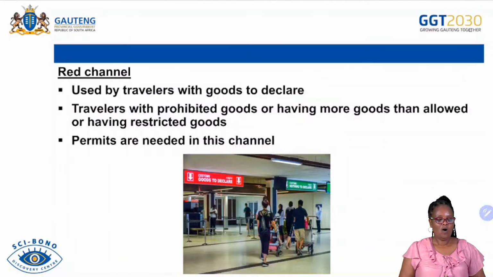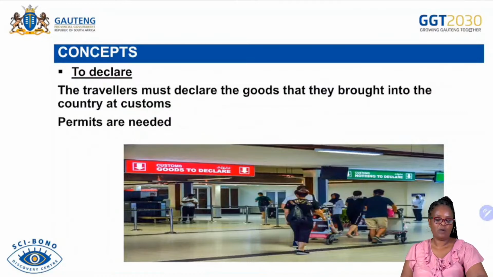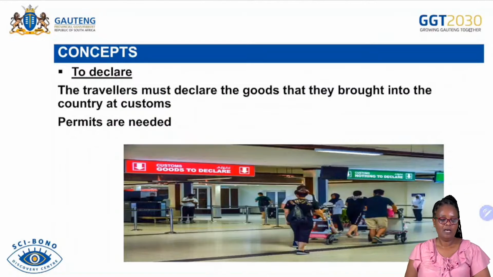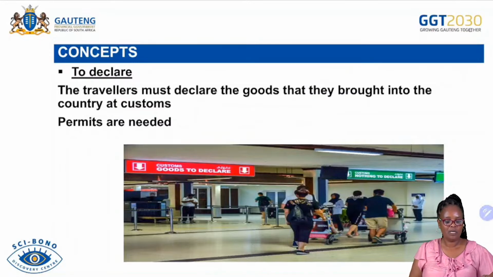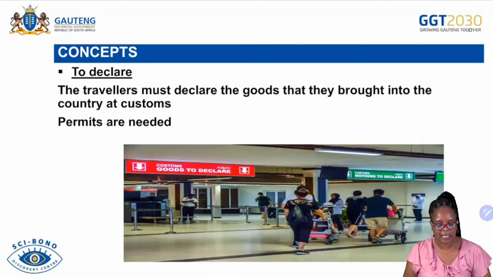So we have looked at to declare. You can see that when you arrive at the airport, look at the picture. When you look at the picture there, you can see that we have two channels. We have the red one here. It is written customs, goods to declare, what we have talked about. Then you go far away that side, you can see that it's the green channel. Sorry, and it's written there, nothing to declare.